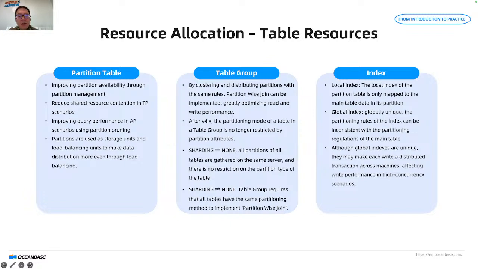Global indexes require caution, as the write may trigger distributed transactions across machines, impacting performance under high concurrency. In contrast, local indexes are preferred when the queries align with partition boundaries, offering efficient partition pruning and balancing query and write performance. In summary, while global indexes have specific uses, local indexes are generally recommended for the common cases.